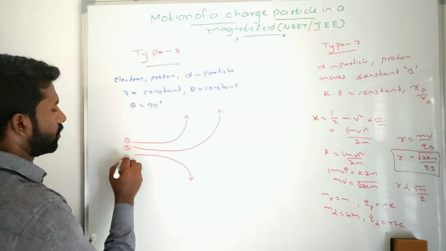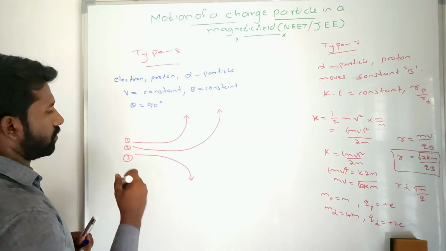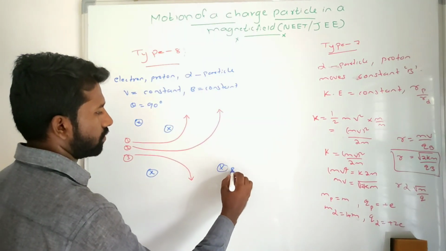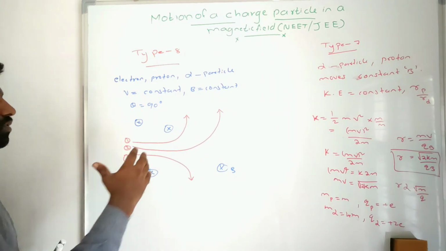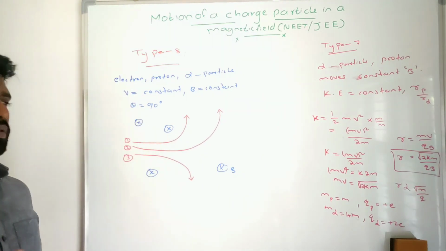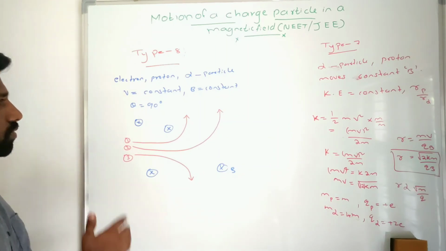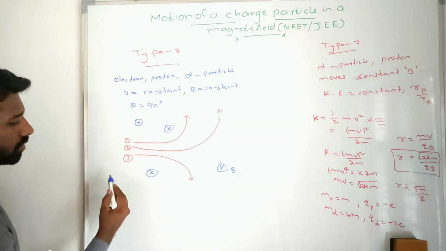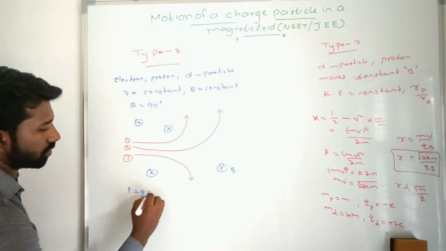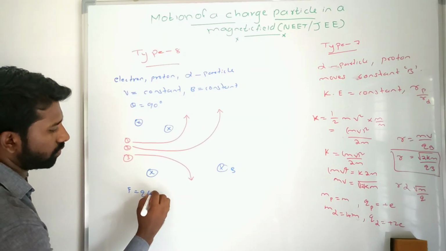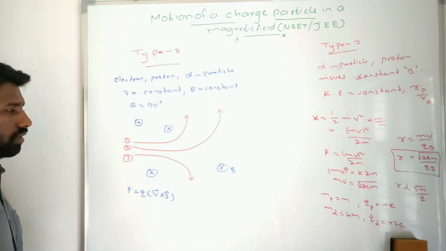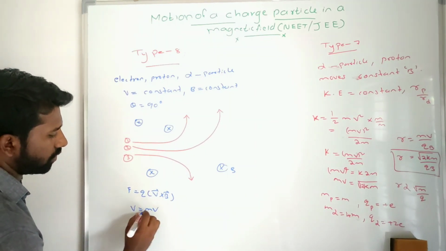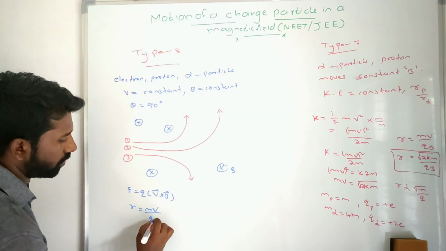One, two, three. Okay, the magnetic field is acting like this. I am assuming the magnetic field is acting perpendicular like that. So I need to find out. First of all, consider the force acting on a charged particle: F is equal to q into v cross B. Clear? This is the formula, and the radius formula is mv divided by qB.